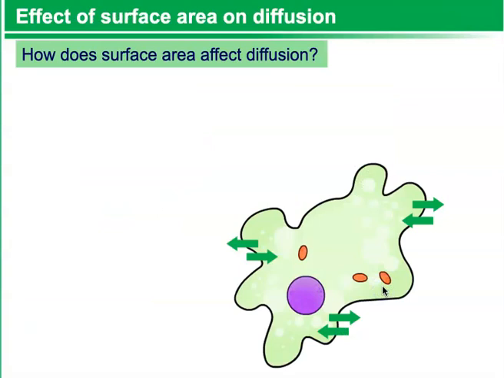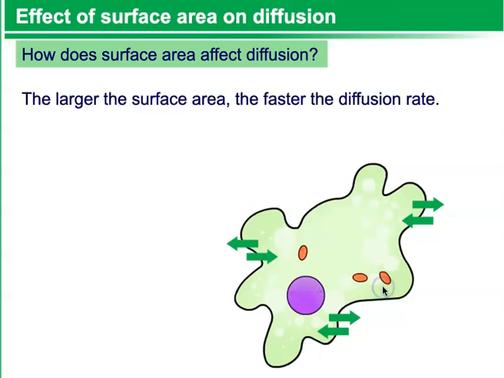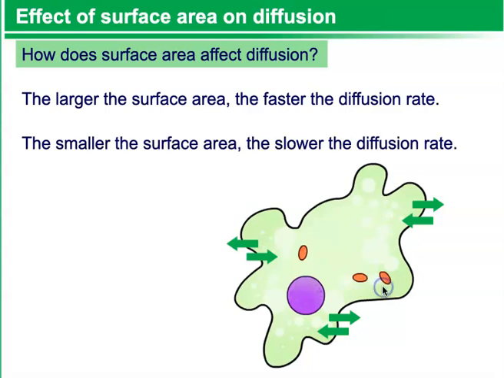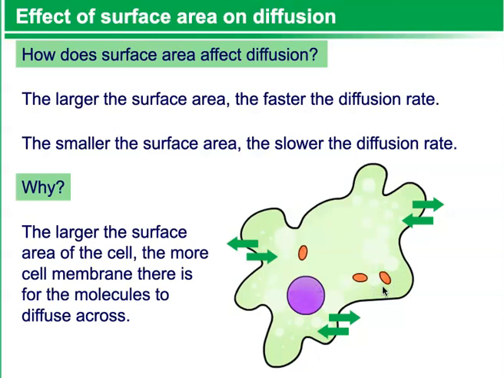The effect of surface area on diffusion. How does surface area affect diffusion? The larger the surface area, the faster the diffusion rate, because there's more space where materials are in contact with the membrane. The smaller the surface area, the slower the diffusion rate. Why is this? The larger the surface area of the cell, the more cell membrane there is for the molecules to diffuse across.